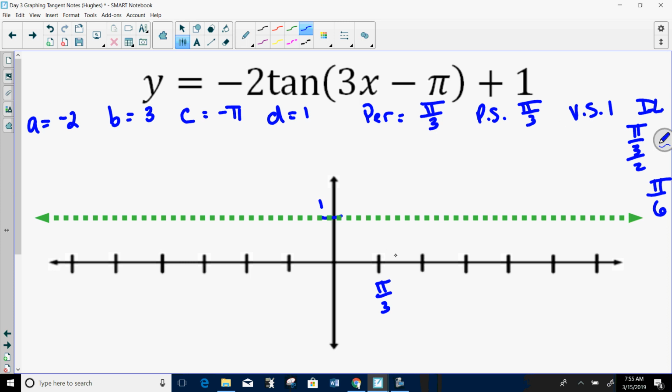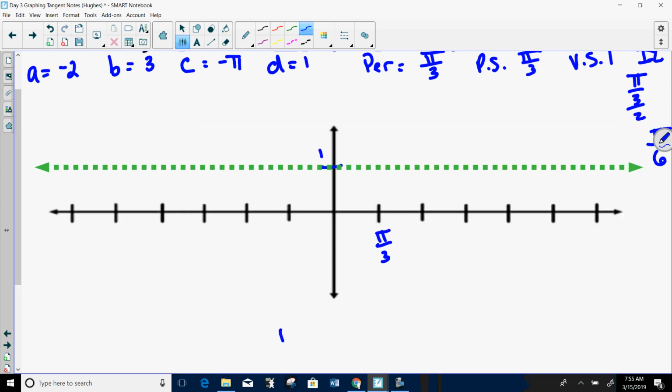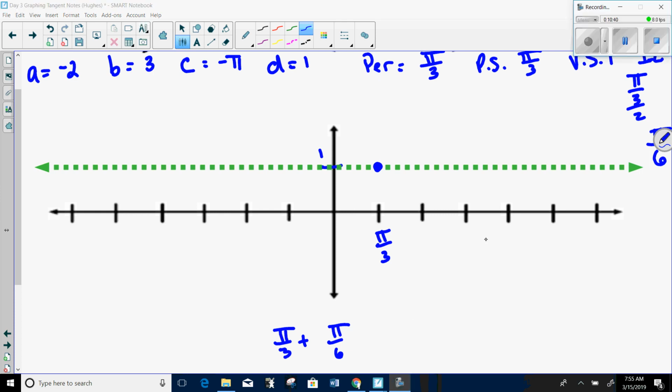Now I'm going to do my interval length. I'm going to take my starting position, pi over 3, and I'm going to add my interval length, which is pi over 6. So this phase shift right here, that's my ordered pair, my starting point. That's the middle point. When I go one interval to the right, that is going to be my vertical asymptote. One interval to the left would be my vertical asymptote. Okay, so I have those things.